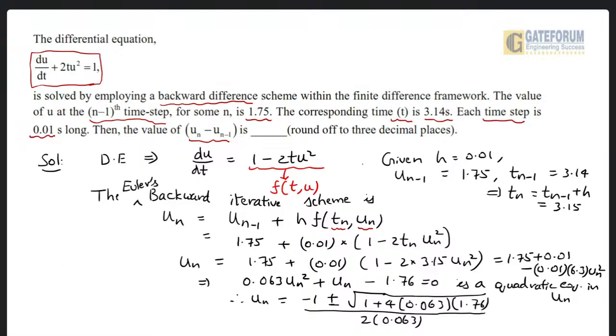So when you take minus 1 plus this square root quantity, and then divide by 2 into 0.063, the value is approximately, please calculate, I think 1.599. Please check correspondingly. All of you, please check.